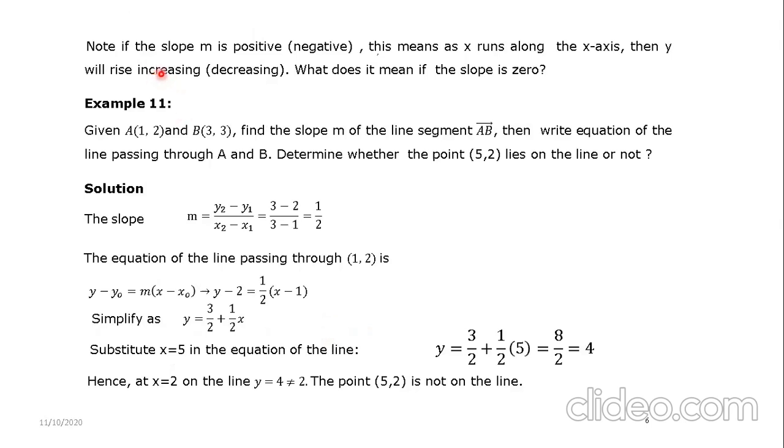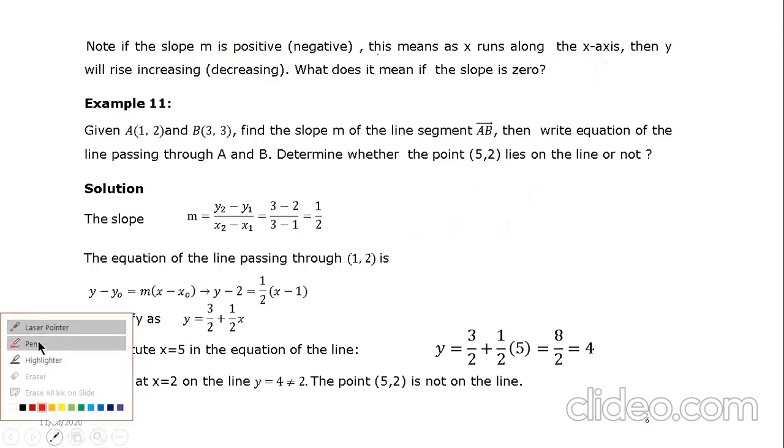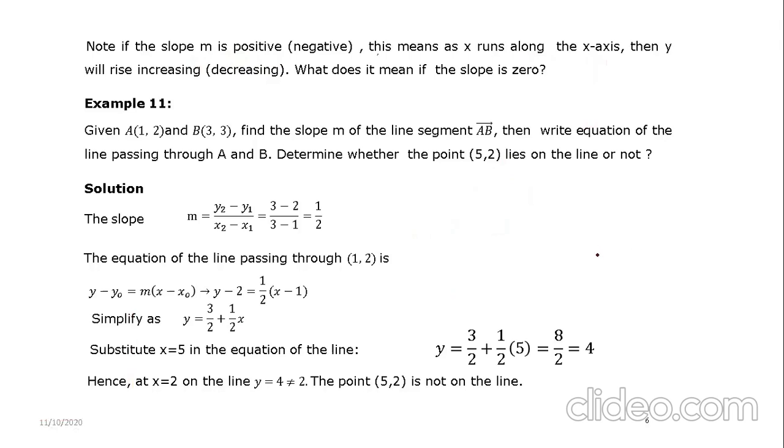Note, whether the slope m is positive or negative tells us what happens to y as x runs along the x-axis to the right. For a positive value of m, it means an increasing function, an increasing line. It goes in this direction, a line like this one. It means that by increasing the value of x, the y value also increases. This is a positive slope.